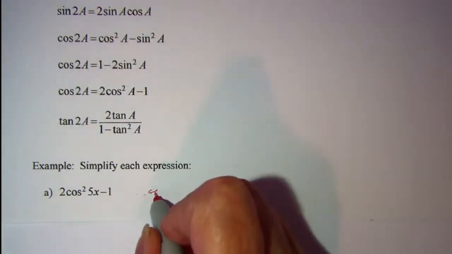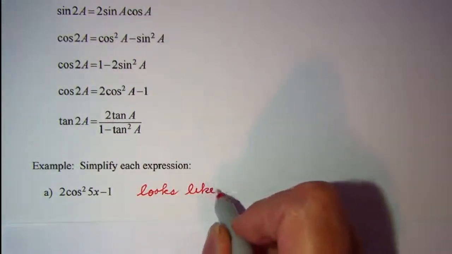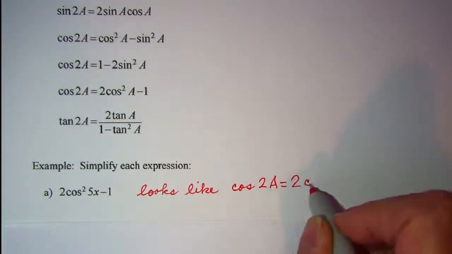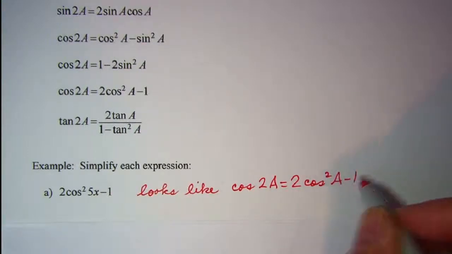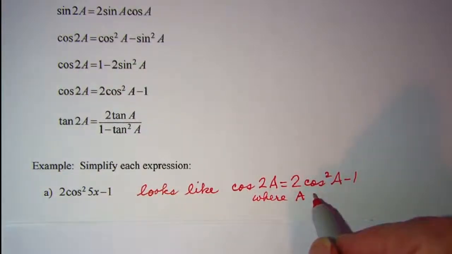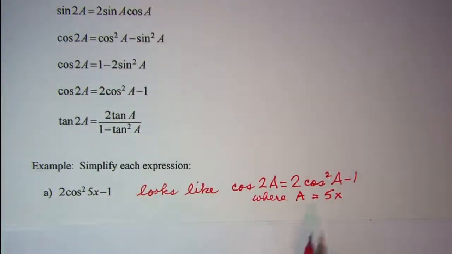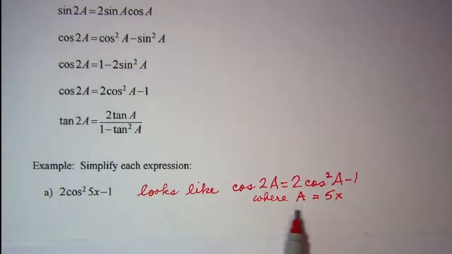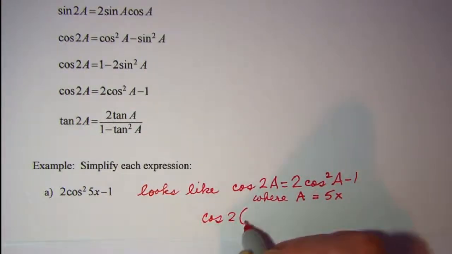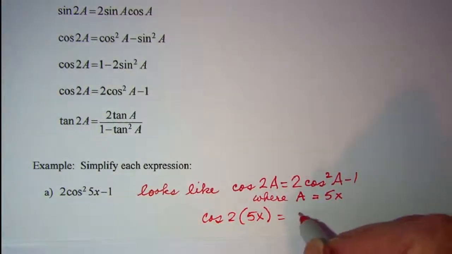So it looks like cosine 2a equals 2 cosine squared a minus 1, where a is equal to 5x. So if a is equal to 5x, we can write this left side as the cosine of 2 times 5x, which means then that we have the cosine of 10x.